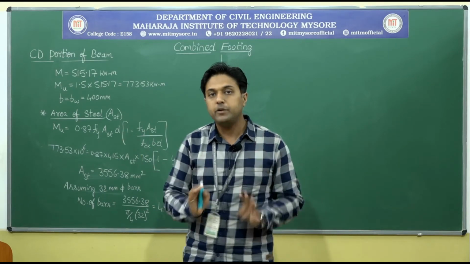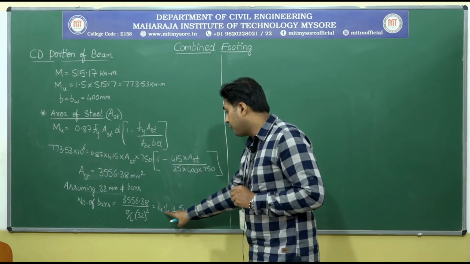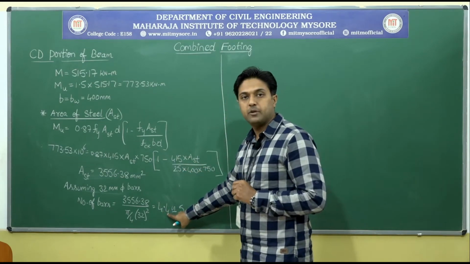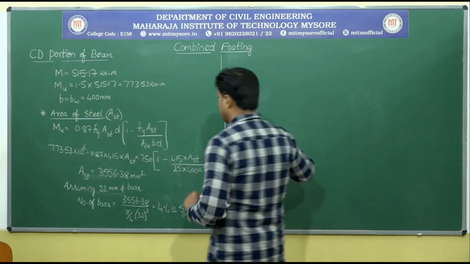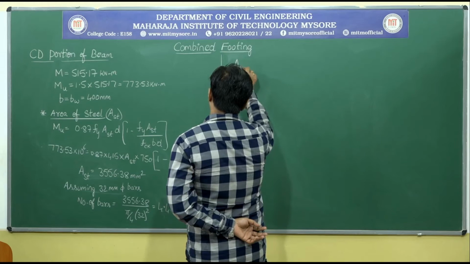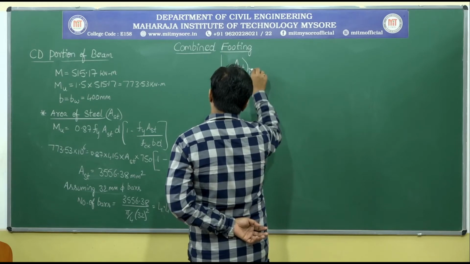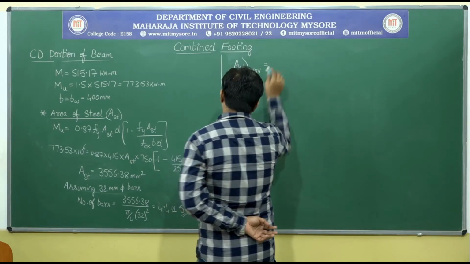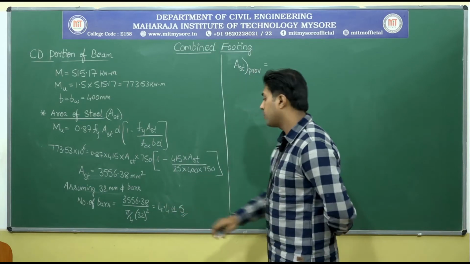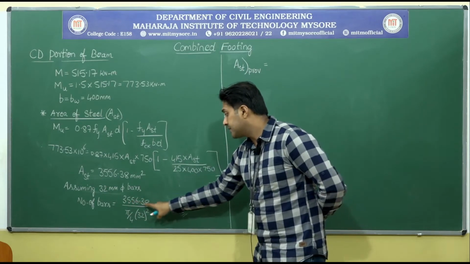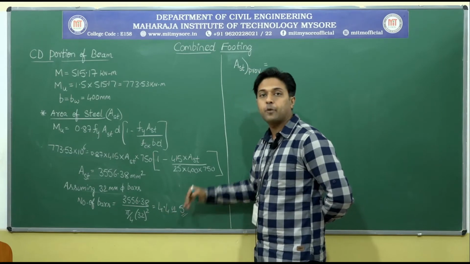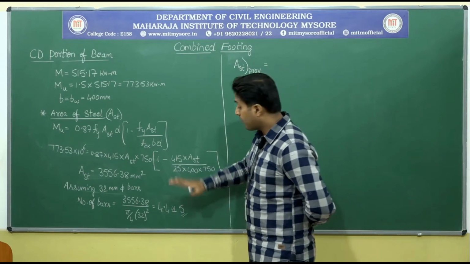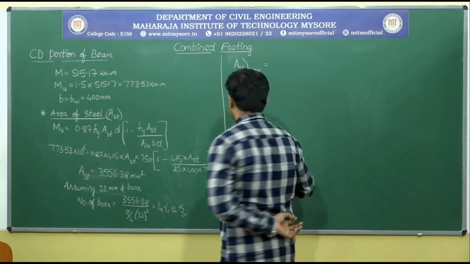Even though it is 4.4 number of bars, I have provided 5 number of bars. As it is a beam, I will be calculating the Ast that we have provided. Because 3556.38 is giving me the number of bars as 4.4, but I have approximated it to 5. So for providing 5 number of bars, what is the Ast that we have provided?